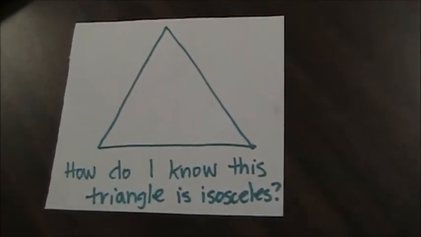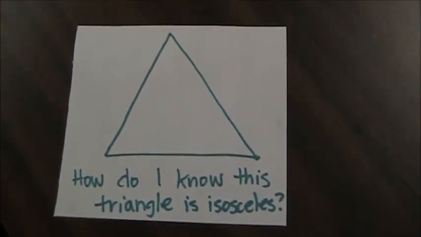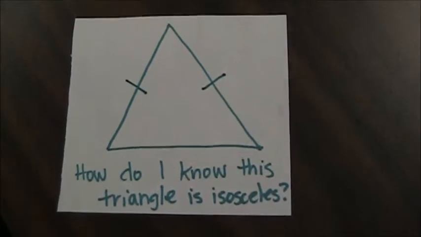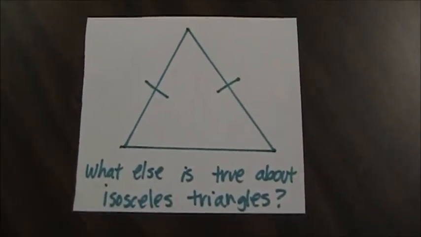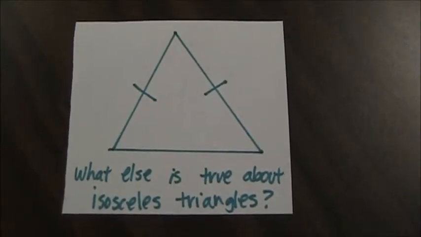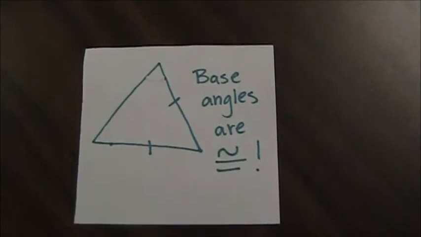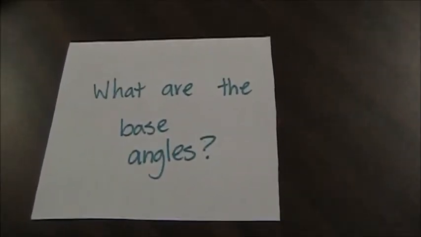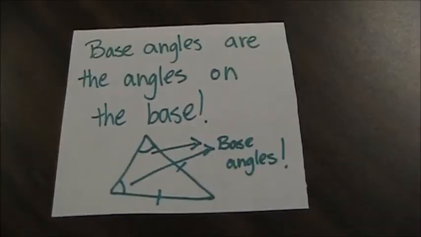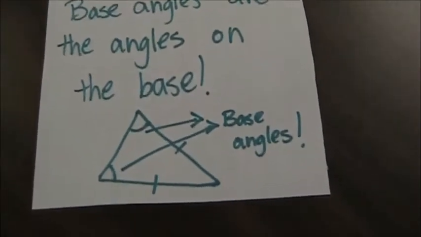How do I know this triangle is isosceles? Two sides have to be congruent. Ta-da! What else is true about isosceles triangles? Base angles are congruent! Yay! What are the base angles? Base angles are the angles on the base. See?